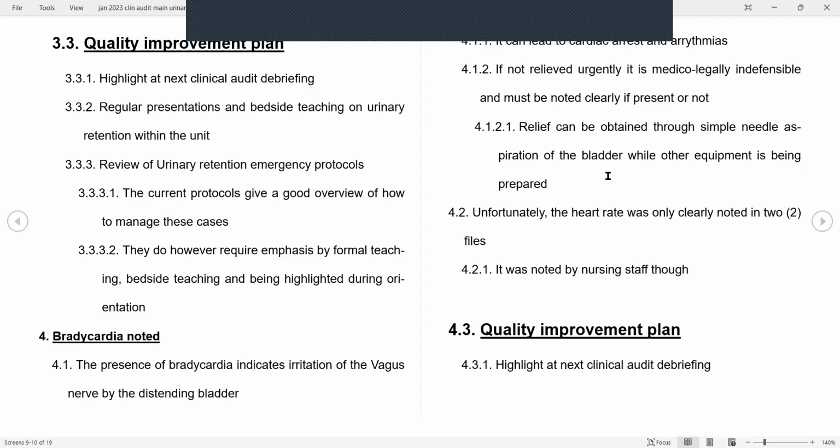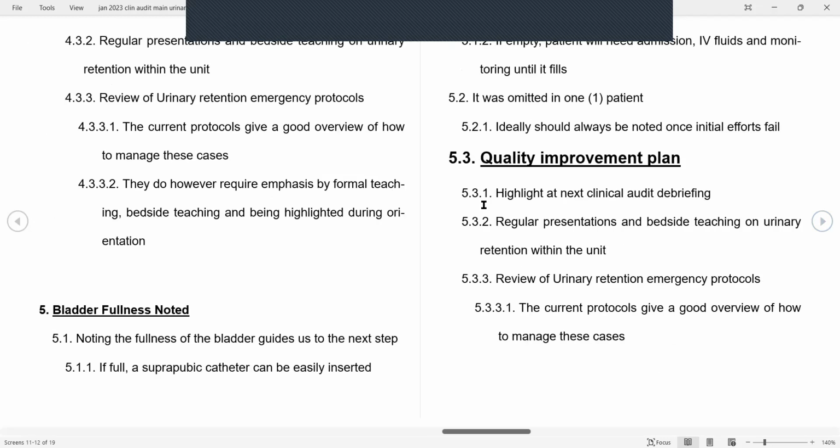The reason being you don't want to go to the posterior part of the bladder, because the distension tends to happen more towards the superior pole and the lateral poles and not the inferior pole, so you want to make sure you don't go through the bladder as well. Okay, so in our case, we had 2 files where I could see the heart rate, and in both cases it was only noted by the nursing staff. So it was quite a bit of a worry. It was something I needed to point out to you guys as well.